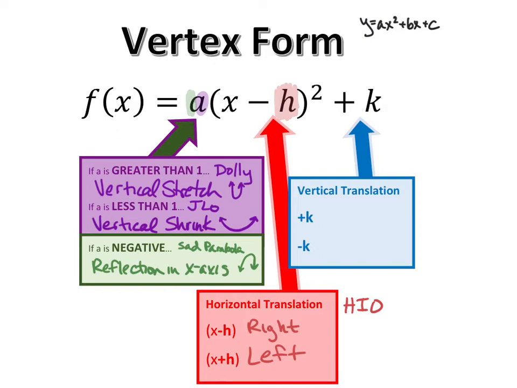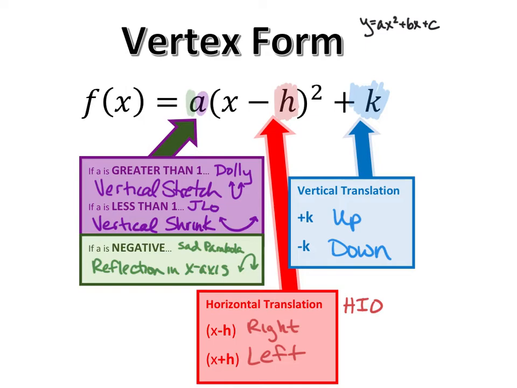And then at the very end, you have K, and K is going to tell us our vertical translations. If you have a plus K, it's going to go up. If you have a minus K, it's going to go down. So again, that's on the outside, which means it's a vertical translation, as opposed to the H being on the inside of the parentheses, making it a horizontal translation.